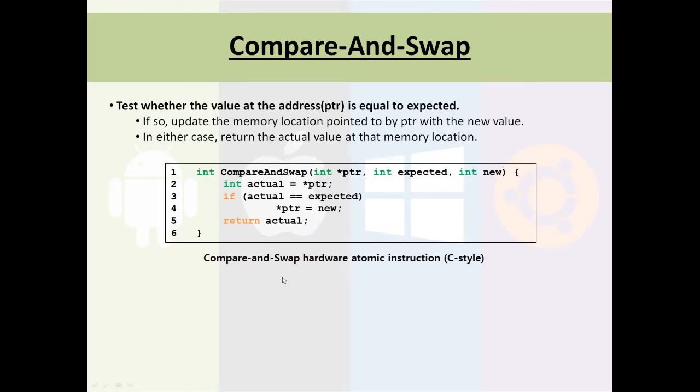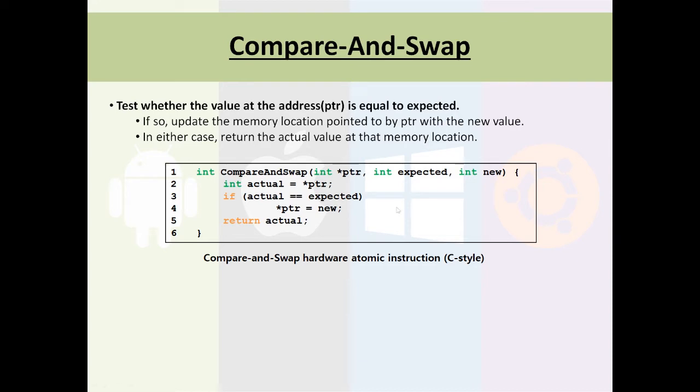Cool. So that was one way of implementing a lock using a spin lock with test and set. Another is called compare and swap. The idea here is that we test whether the value at the address pointer is equal to an expected value. If it is equal to that expected value, update the memory location pointed to by pointer with the new value. In either case, return the actual value at the memory location.